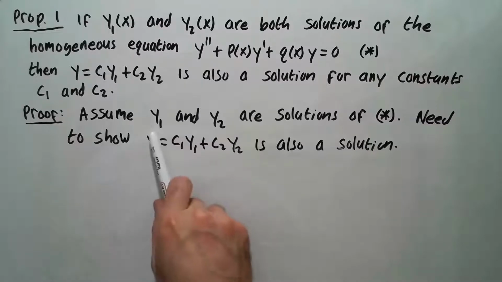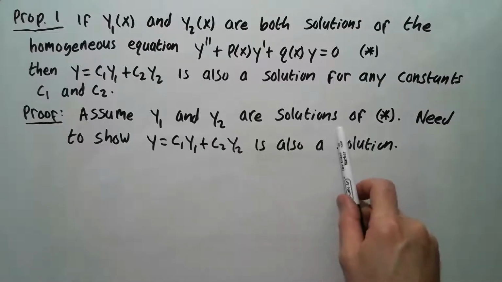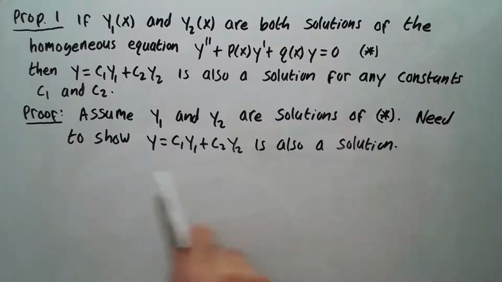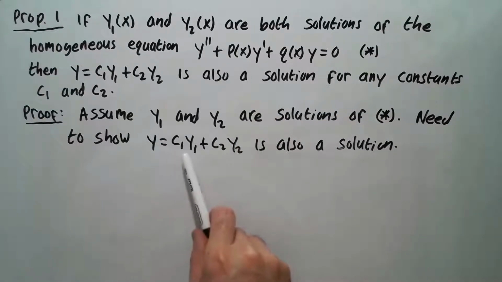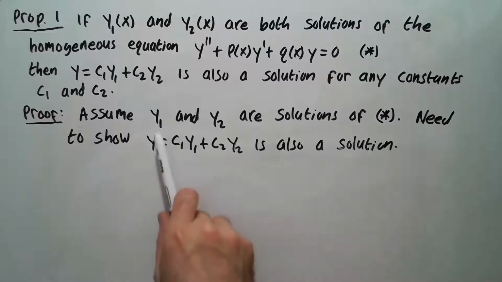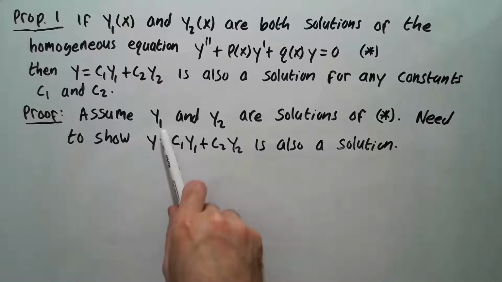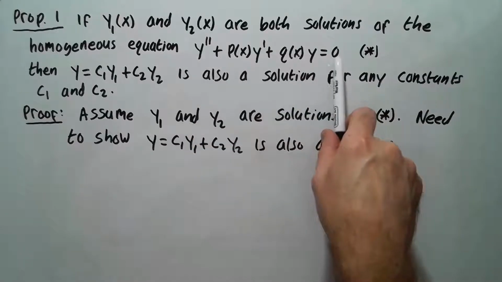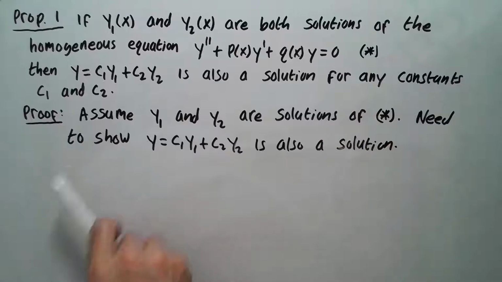We're going to assume then that y1 and y2 are solutions of the homogeneous equation up here. And we need to show then that y equal to c1 y1 plus c2 y2 is also a solution. So for y1 and y2 to be solutions, it means when I plug them into the differential equation, they should equal 0 on the right side. Let me just note that here.